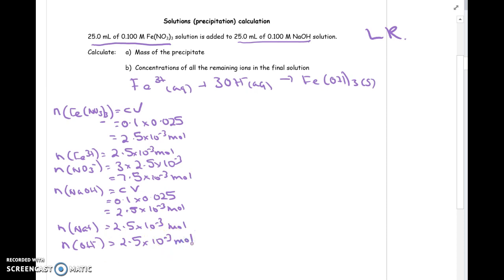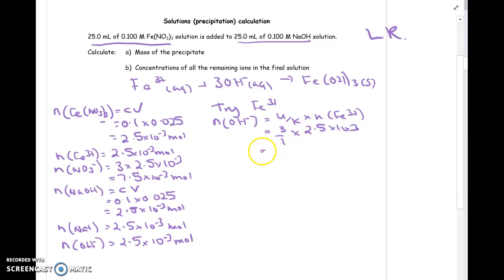First thing I'm going to do is try to find my limiting reagent. I always like to use the pick and choose method, and I'm going to try iron 3 as a possible limiting reagent. That means I would need to find the number of moles of hydroxides using unknown over known times the number of moles of iron 3, which will be equal to 3 over 1 times 2.5 by 10 to the negative 3, and this comes out to 7.5 by 10 to the negative 3 moles.